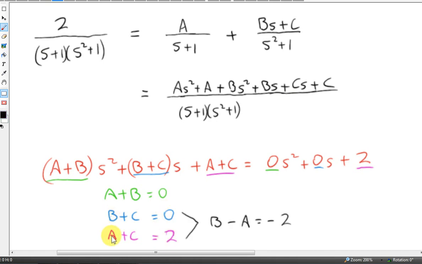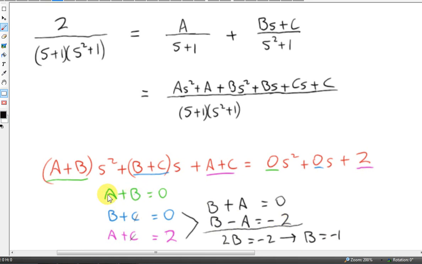So if I take this equation and subtract this one from it, the c's will go out. So we get b minus a equals 0 minus 2. And we have this equation up here, which is a plus b equals 0. I'll write it as b plus a equals 0. Now, adding these two together, we get 2b equals minus 2. So we see that b equals minus 1.